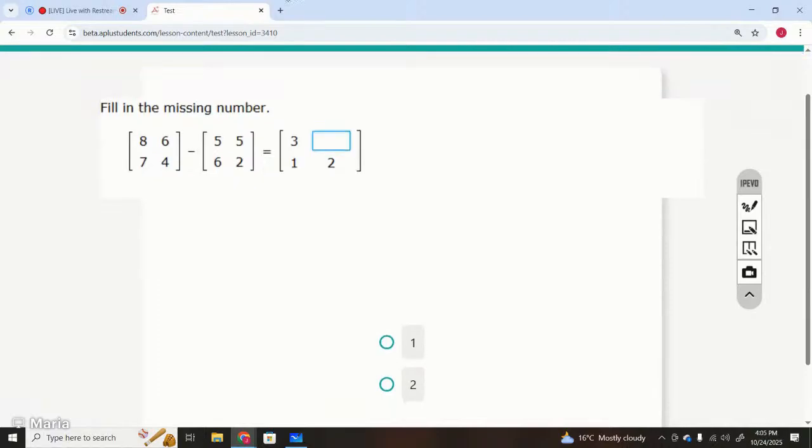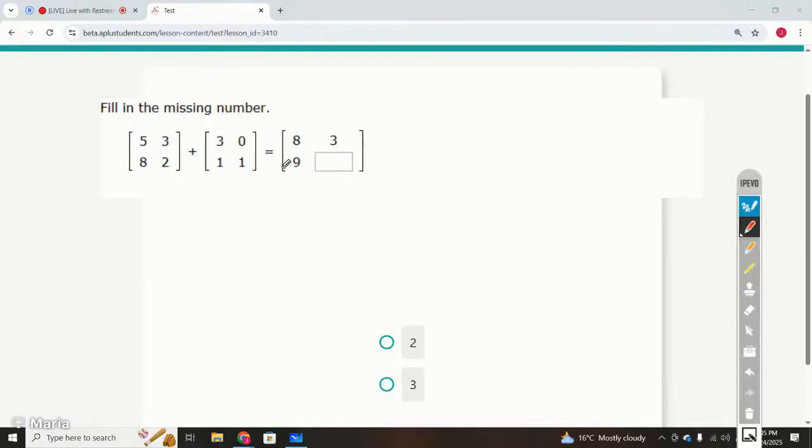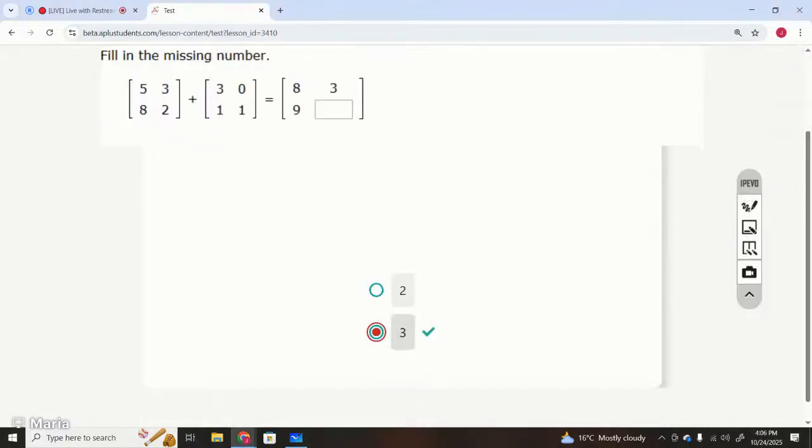Fill in the missing number. So 6 minus 5, right? 6 minus 5 is 1. Option number 1 is the correct option. Fill in the missing number. 2 and 1. We need to add. So 2 plus 1 is 3. The correct option is 3. Option number 2 is the correct option.